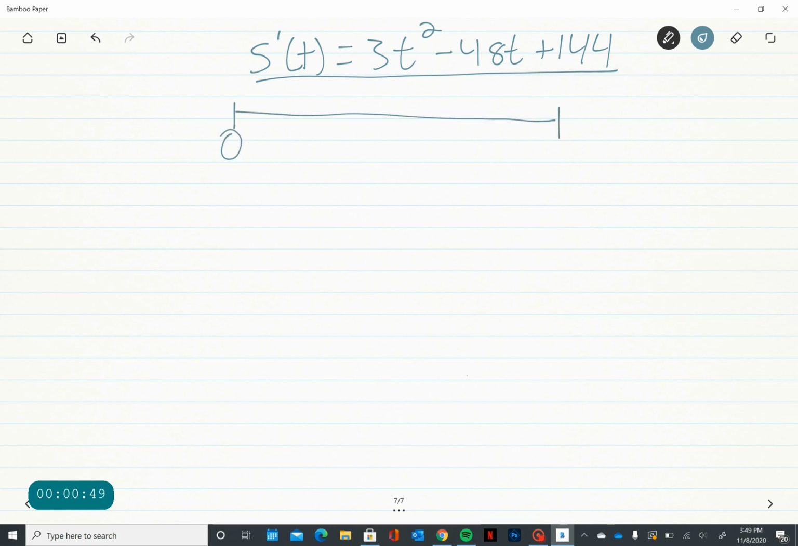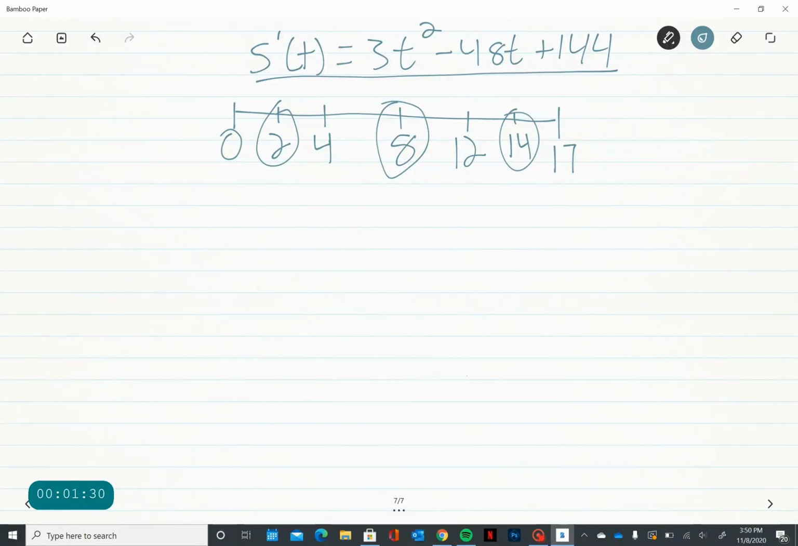So make a number line from 0 to whatever number. In this case, I'll use 17. And we know that the particle stops at t equals 4 and t equals 12. So we have to find numbers between each of these intervals to see when is the velocity positive. So between 0 and 4, I picked 2, between 4 and 12, 8, and between 12 and 17, I picked 14.